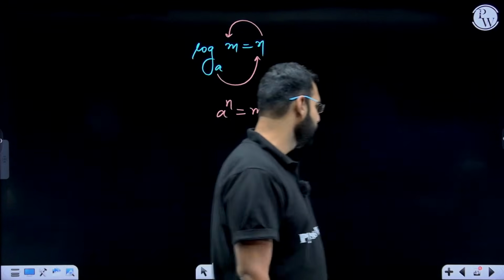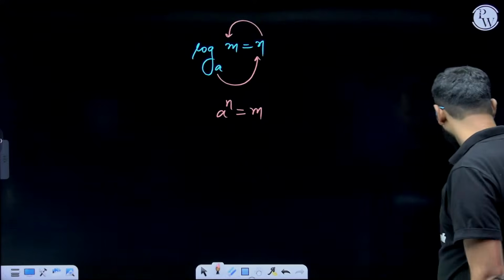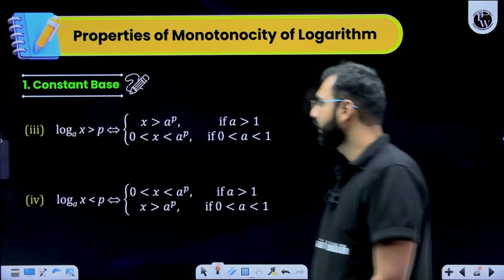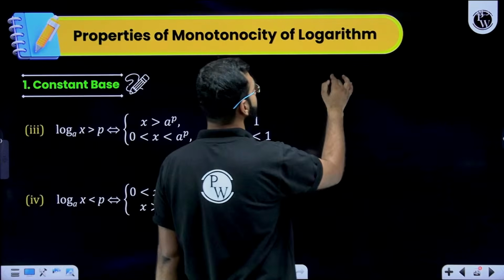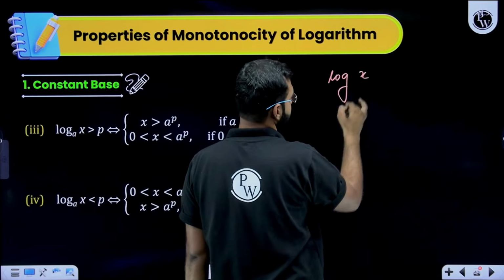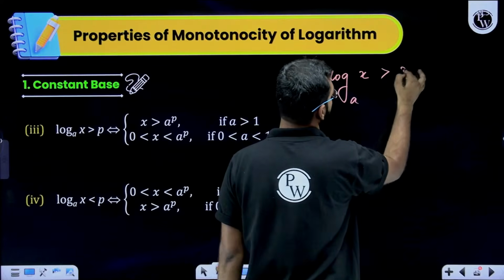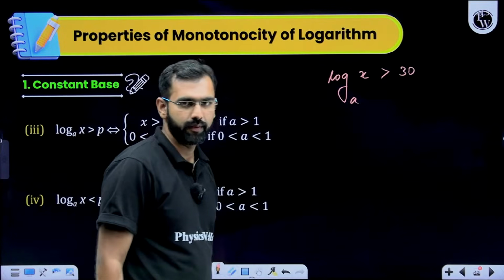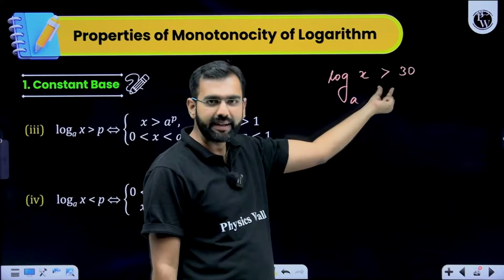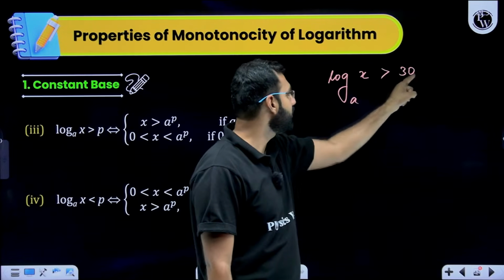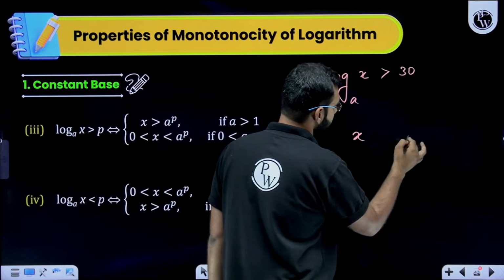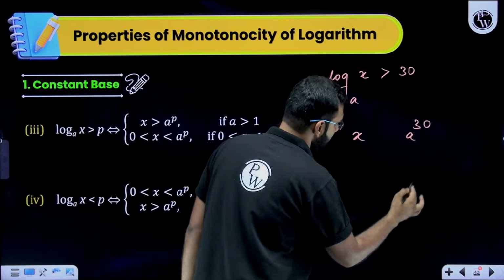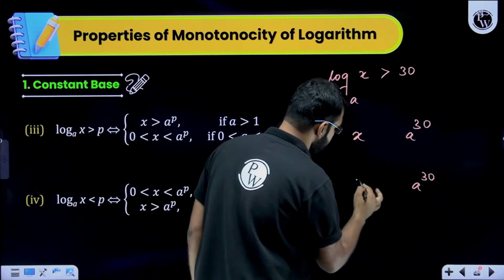Are we getting that? Now if I talk about these properties, let's say log x is greater than p. Let's say I'm given log of x at base a is greater than 30. Had there been an equality, I would have said a to the power 30 is x.